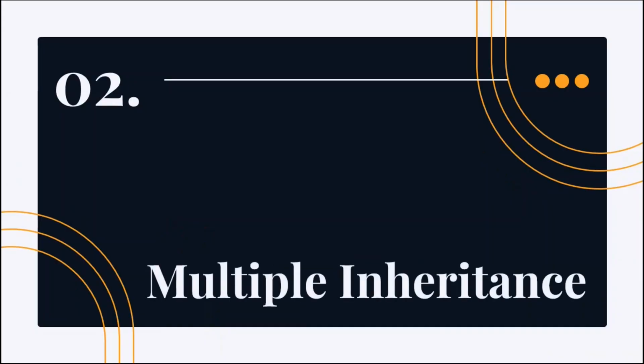Next, multiple inheritance. It allows a derived class to inherit from multiple base classes. This means that the derived class can access members from all the base classes. Let's see a C++ example.